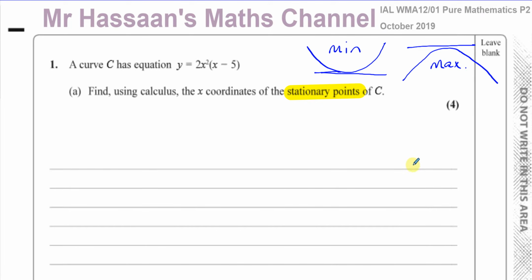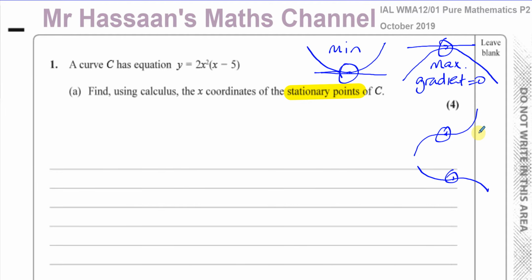You have other types of stationary points, called points of inflection, where something increases, then the gradient becomes 0, and then it starts to increase again, or something is decreasing, the gradient becomes 0, and then it starts to decrease again. What is common between all of these points is that the gradient at these points is equal to 0. The gradient is equal to 0 at all of these types of points.